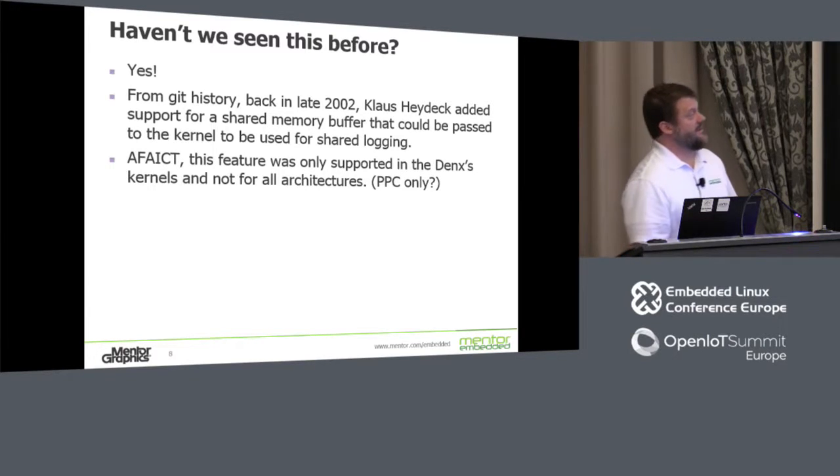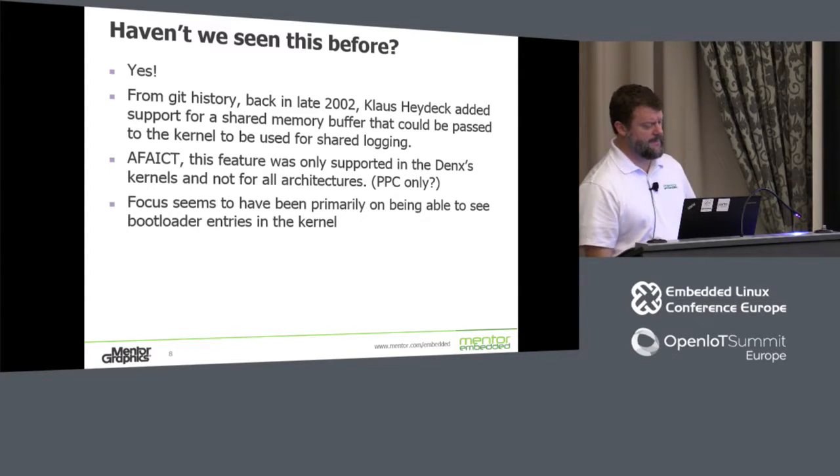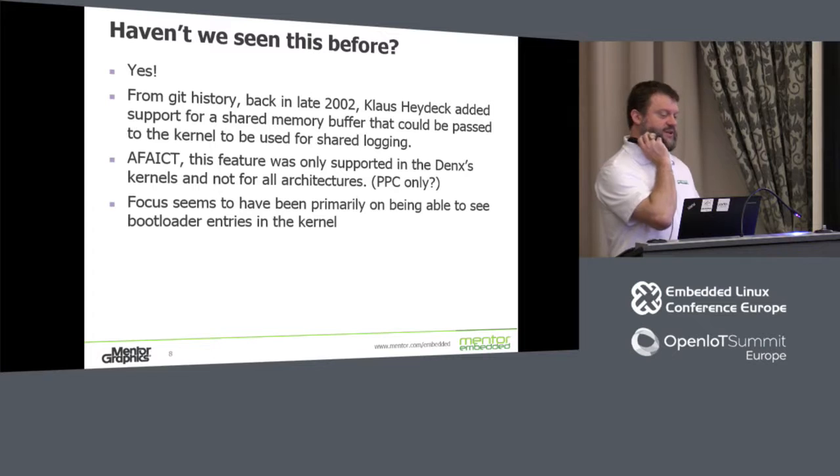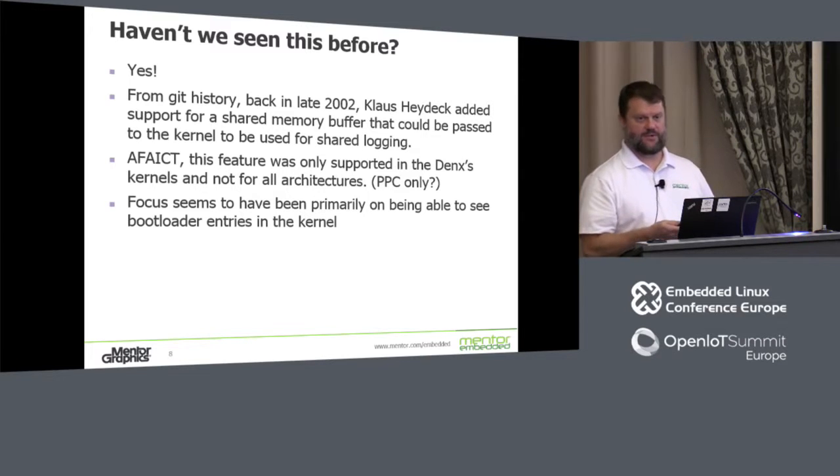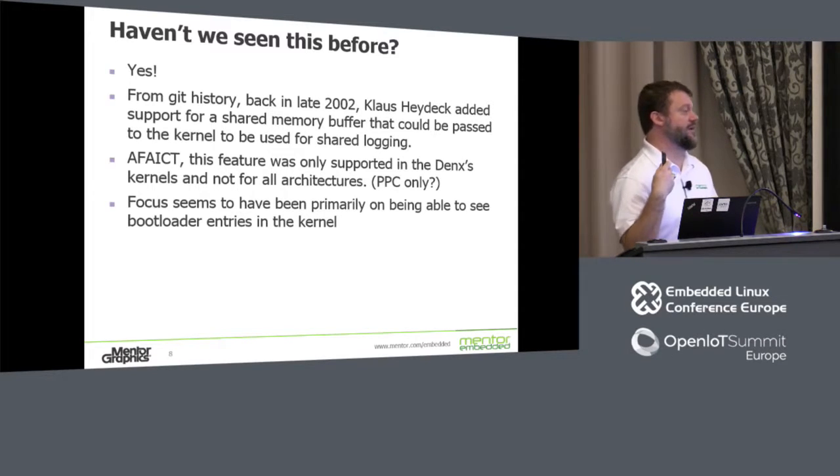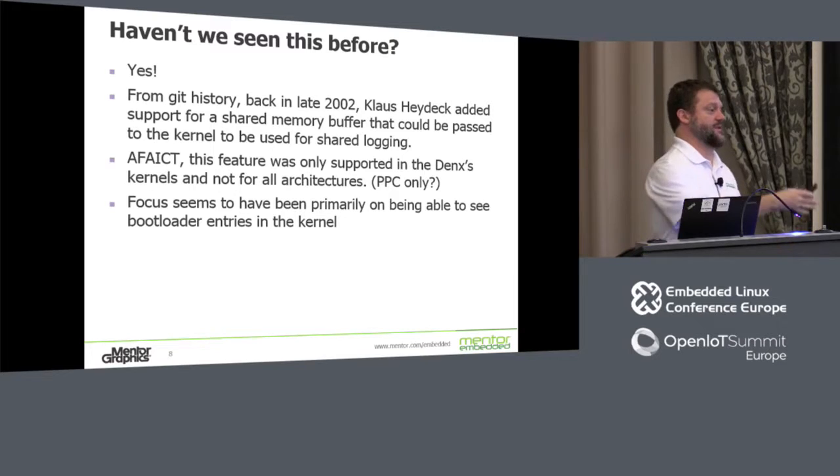As far as I could tell from doing a little bit of kernel and U-Boot sleuthing, this was only supported on Denx's kernel. It was never ported to the mainline. And it only, as far as I could tell, worked for PowerPC. This seems to have been really to allow the kernel to see the bootloader entries. There was no round trip. It was just a one-way thing that allowed the bootloader to write something that the kernel could display. So a very simple use case.